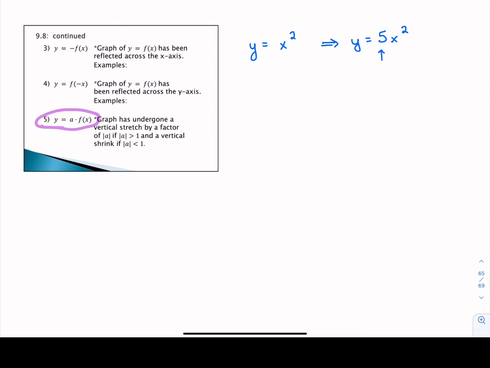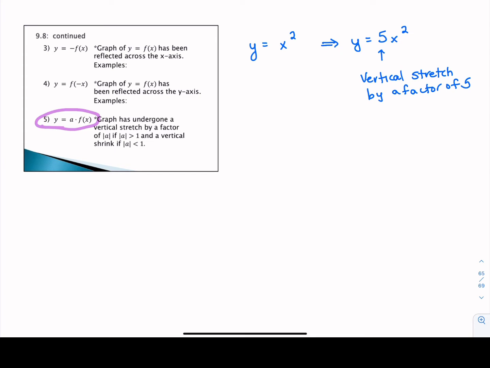What we want you to note with a vertical stretch or shrink is that the sign of that number doesn't impact how wide or how narrow your graph is. It's essentially the absolute value of a that we're most concerned with. So in this particular case, because my a value is greater than 1, I know this provides what we call a vertical stretch. And we know what factor it's by. This is a vertical stretch by a factor of 5.